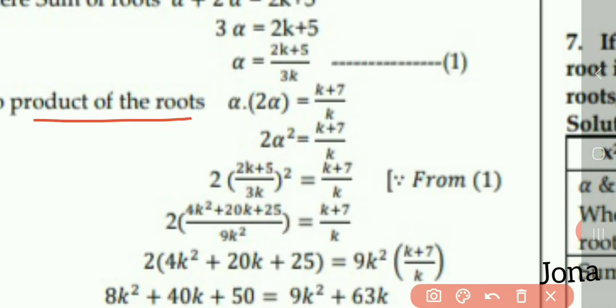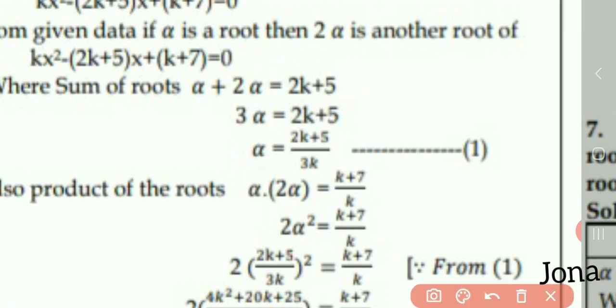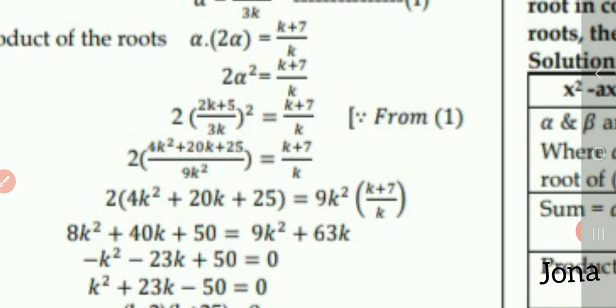Then we want to find the product of the roots. That means alpha into 2 alpha. So in the given equation, what we found is k plus 7. That is the constant term, isn't it? So I can take this as k plus 7 by k. Okay, so if you multiply both the things here, I can get 2 alpha square equal to k plus 7 by k.